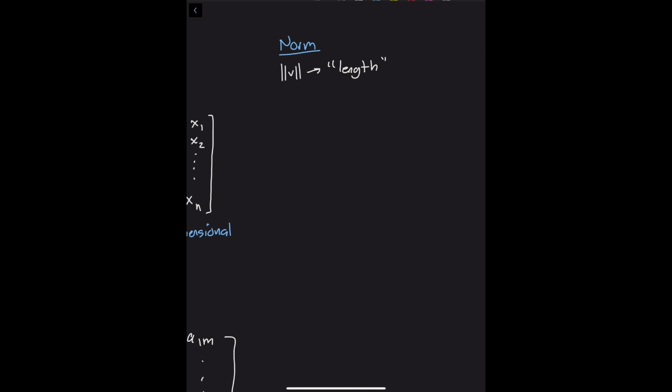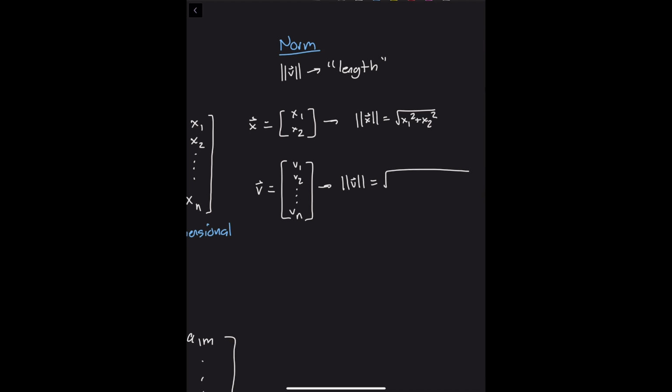So if we have x1, x2 as our 2-dimensional vector, and we're going to call this x, then the norm of x is going to be the square root of x1 squared plus x2 squared. And if we have an n-dimensional vector, v1, v2, all the way down to vn, then the norm is still a square root, but it's just going to be each of these terms individually squared.